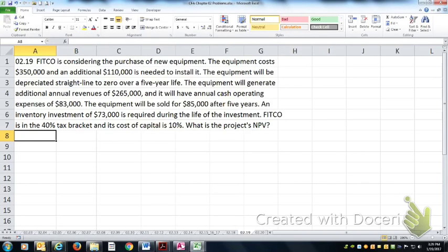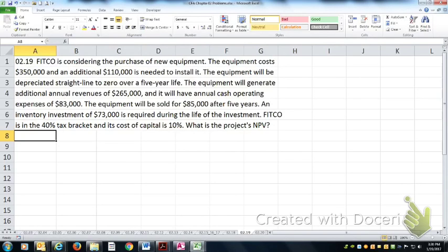There's also an inventory investment at time 0 of $73,000. You have to buy $73,000 of additional what have you. Either it's accounts receivable or it's additional inventory, but whatever. Over the life of the project, you're going to have to keep $73,000. So at time 0, you buy all of that stuff, and at the end of year 5, you sell it off, so you recover it. Got a 40% tax bracket, a 10% cost of capital.